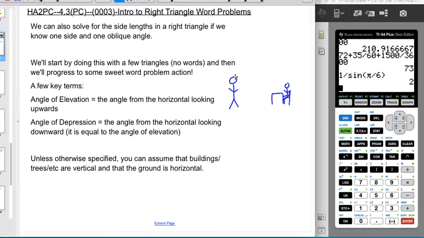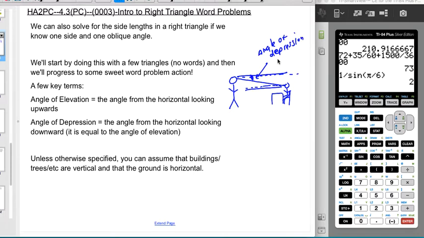So we both have this horizontal line of sight, right? So like this, right? That's horizontal, and horizontal lines are parallel to other horizontal lines. So as I look down towards you and you look up towards me, this angle right here is called the angle of depression, because that's the angle from the horizontal that I'm looking downwards, right?